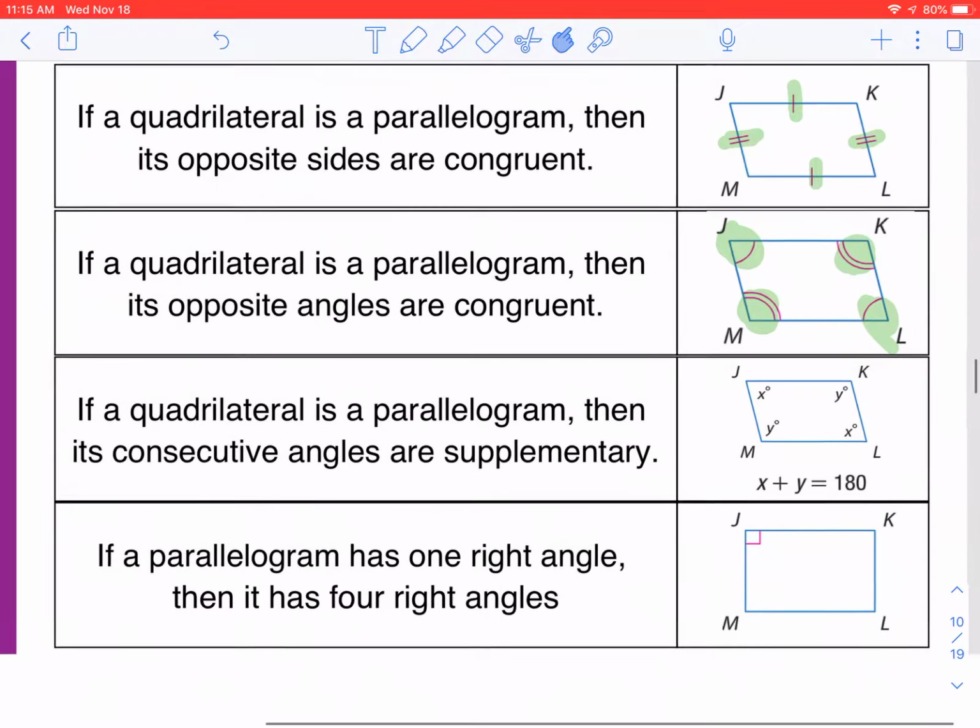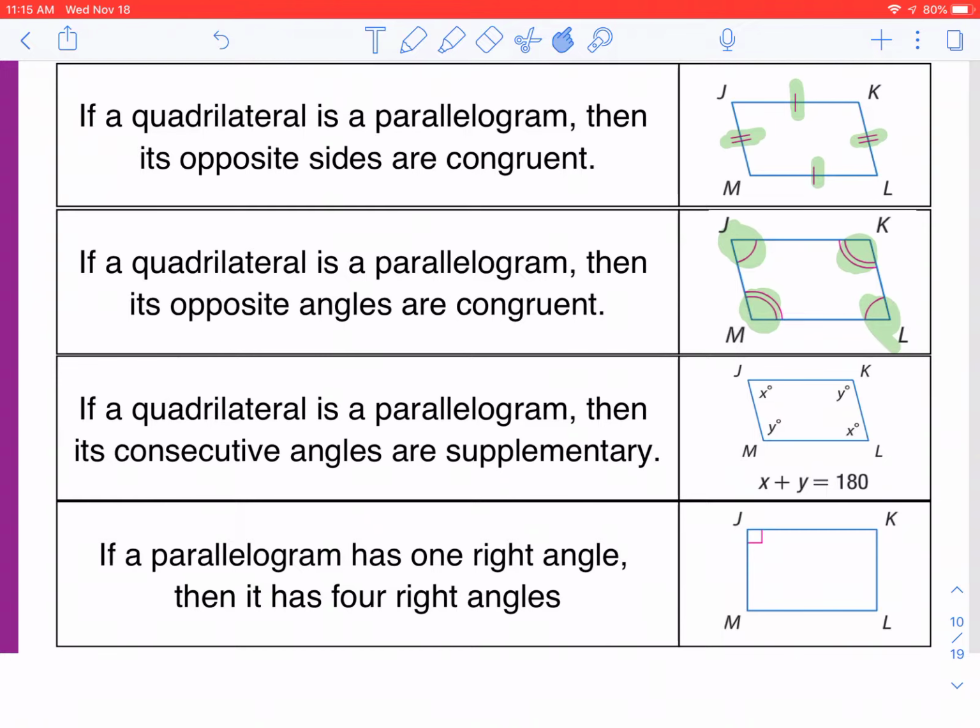We also have consecutive angles, or angles that are right next to each other, are supplementary. So I can either do these two angles will add up to 180, or these two angles down here will add up to 180. And you guys always obviously have access to these slides, so you guys can always look back at the properties.